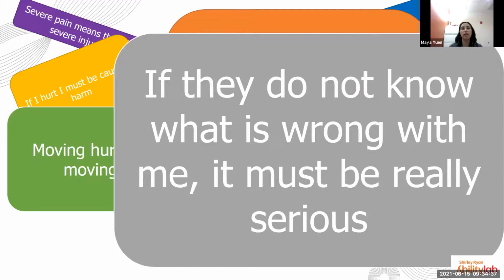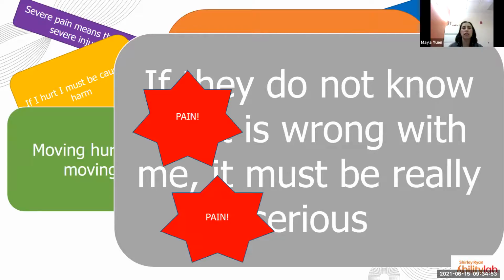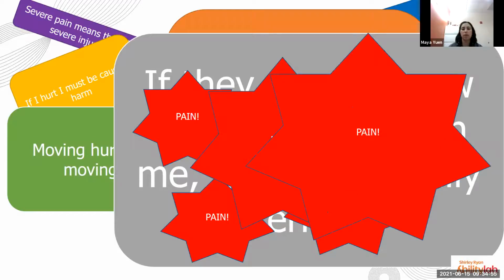So that goes again with, let's try to find a clinician that can explain to the patient, we know what happens physiologically with persistent pain. We know why your pain is spreading. We know why your pain is persistent. It's not a mystery. I think that's really helpful for patients. So all of these thoughts can really contribute to pain, and more pain.